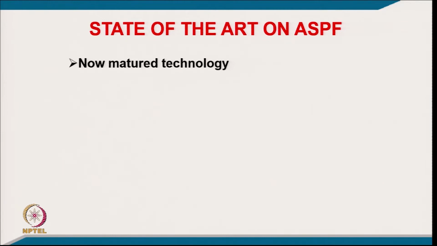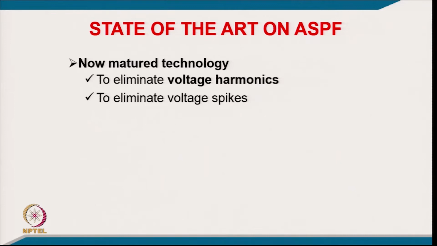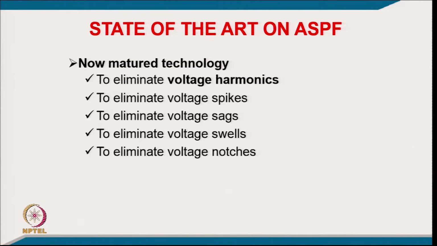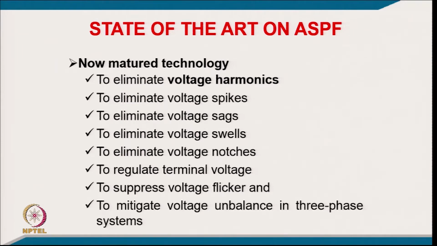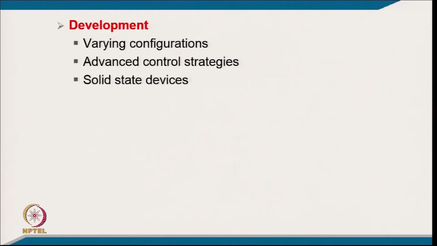And coming to the state of the art, the series active filter is now a mature technology to eliminate voltage harmonics, voltage spikes, voltage sag, voltage swell, voltage notches and voltage transients, to regulate the terminal voltage, to suppress voltage flicker, and to mitigate voltage unbalance in a 3-phase system.